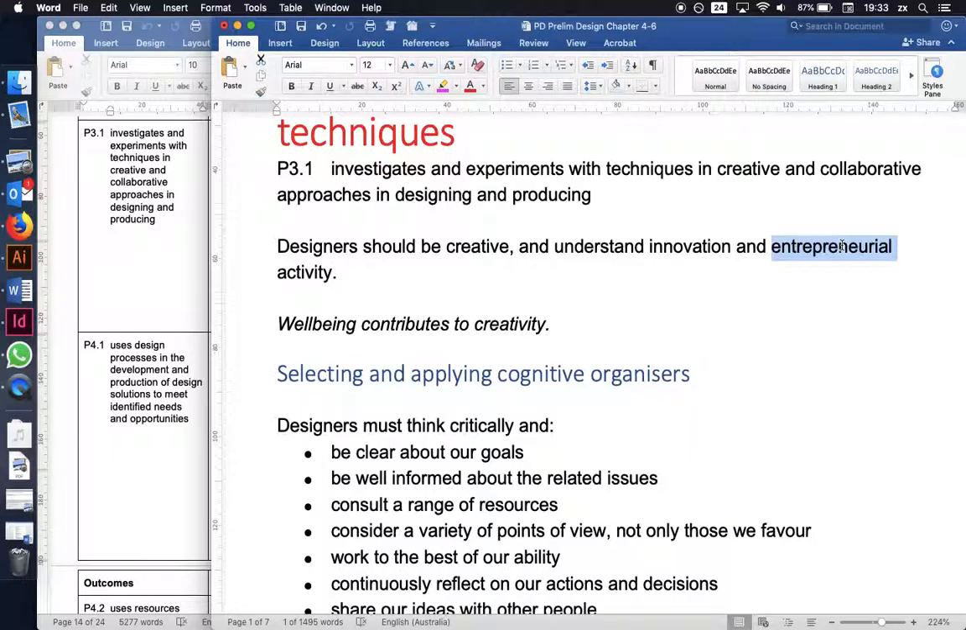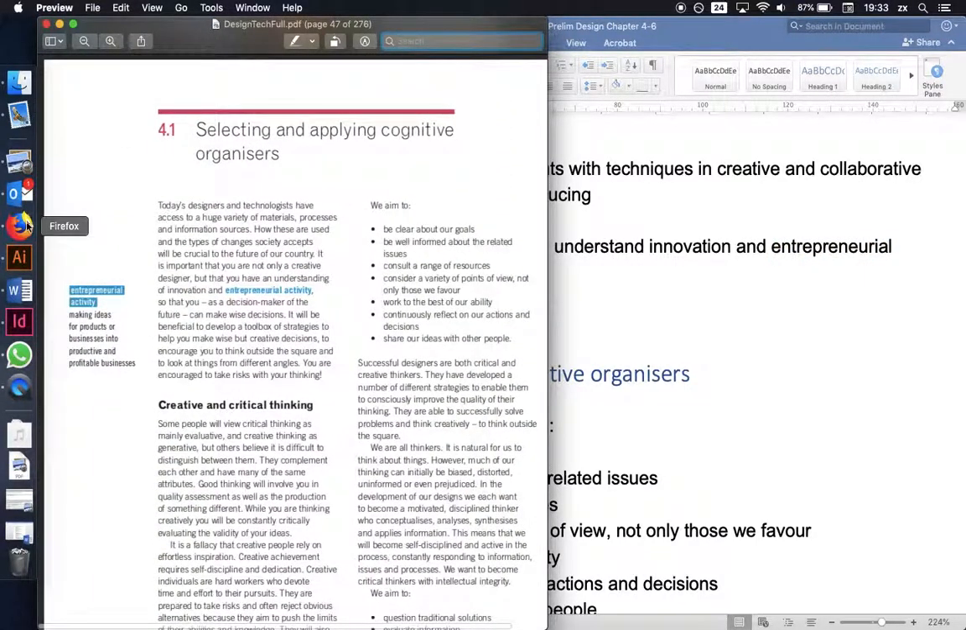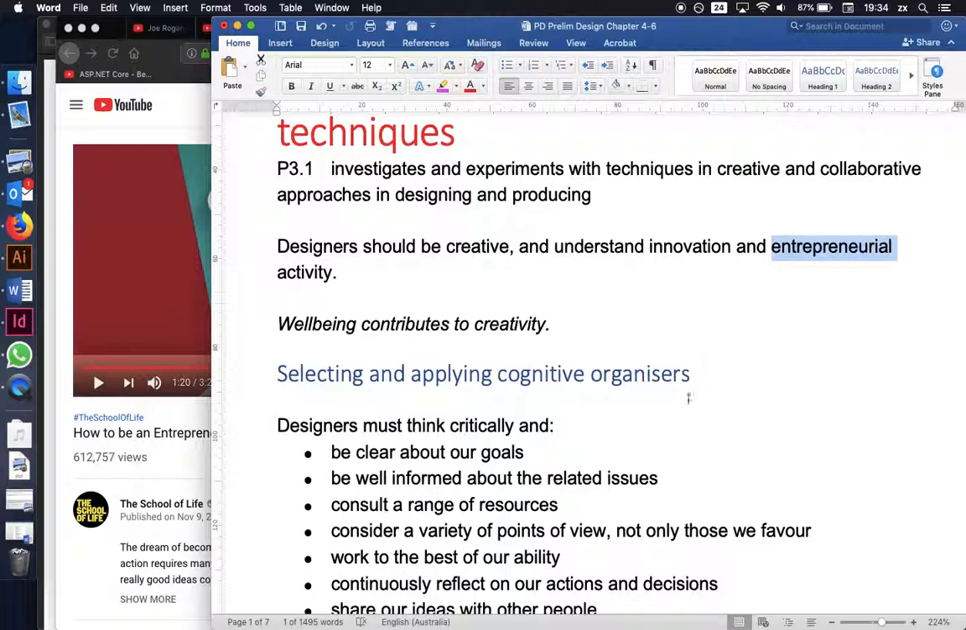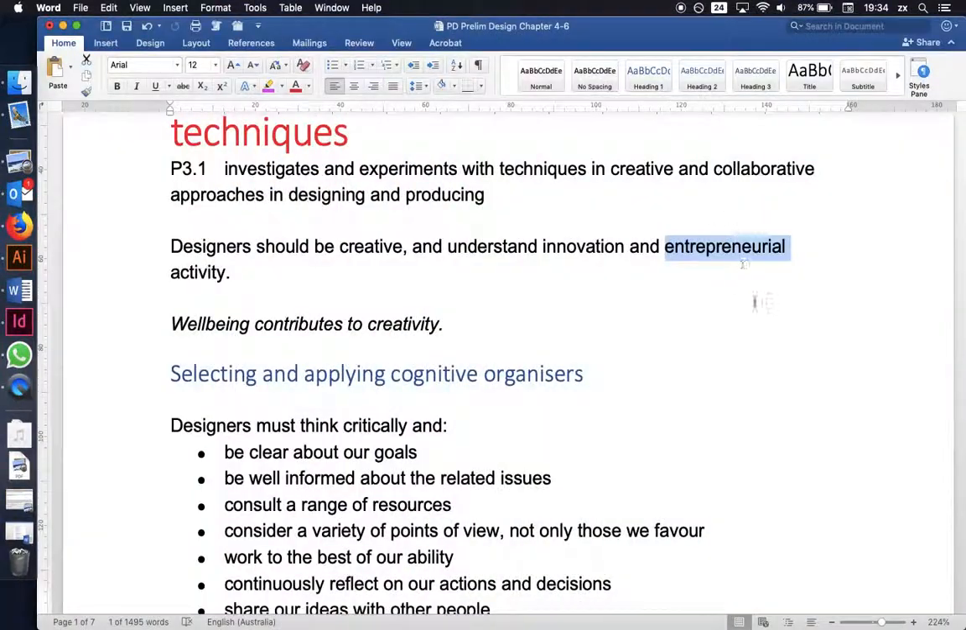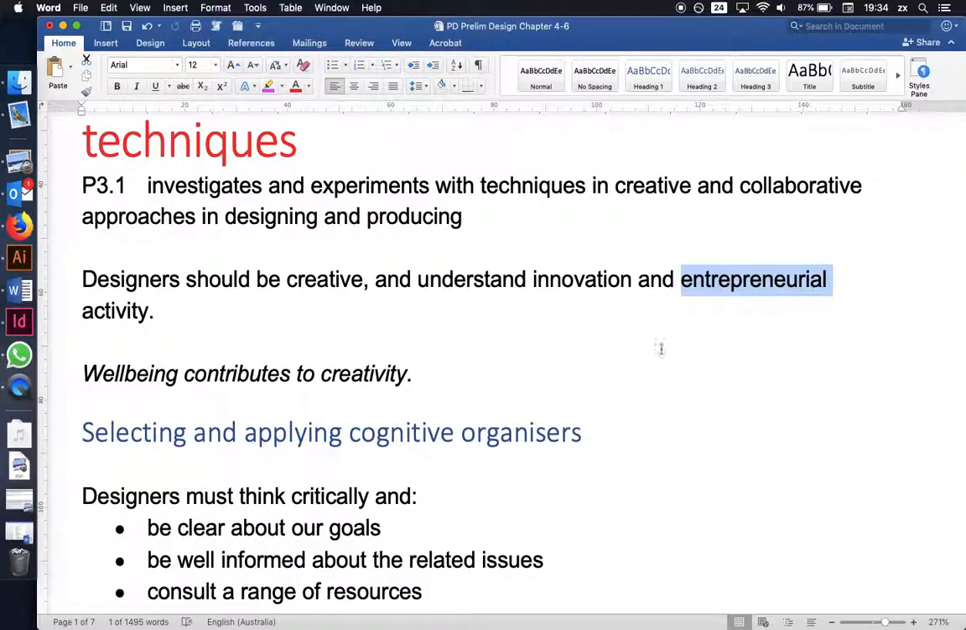Now, in this subject, the textbook does have a definition. Entrepreneurial activity. Alain de Botton from the School of Life has an explanation on how to be an entrepreneur, which in his case is talking more about identification of the need, and the need being needs that aren't being met by the broader public. But we will focus on the design process.